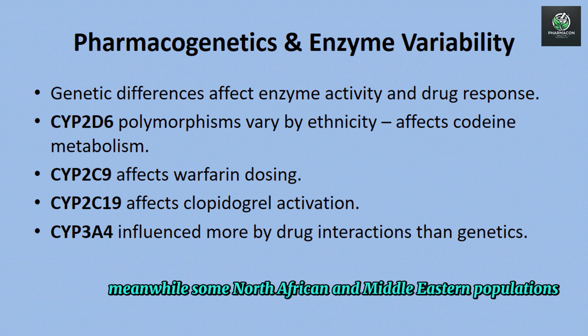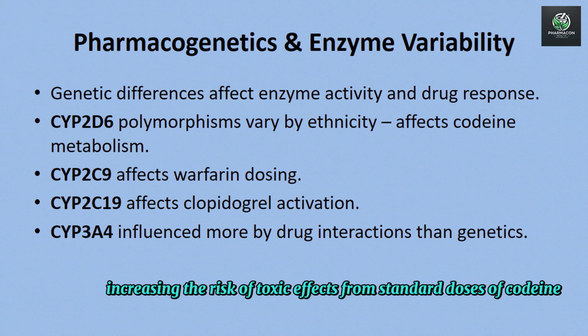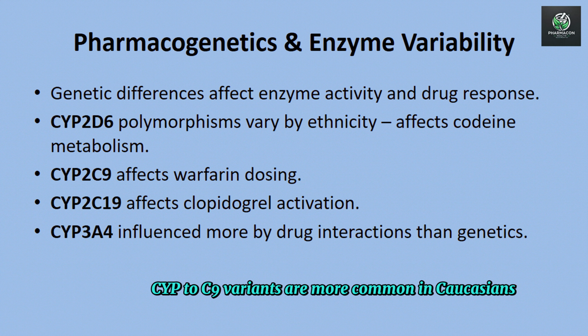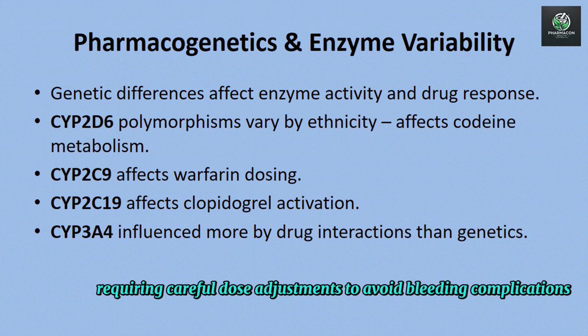Meanwhile, some North African and Middle Eastern populations have higher rates of ultra-rapid metabolizers, increasing the risk of toxic effects from standard doses of codeine. CYP2C9 variants are more common in Caucasians and affect metabolism of warfarin, requiring careful dose adjustments to avoid bleeding complications.